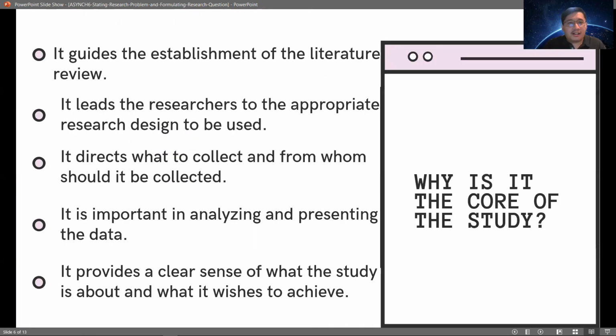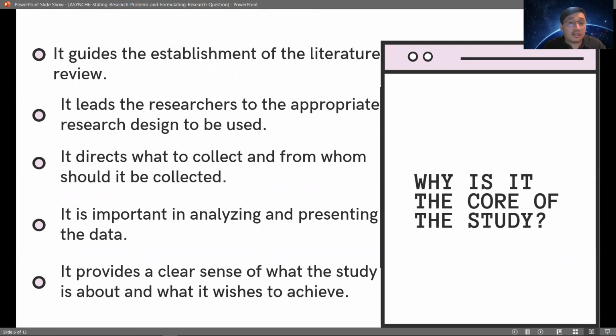Now, why are research questions the core of the study? We have mentioned that it serves as the very core, or it will serve as a guide for the entire study. So let us try to understand it further. First and foremost, the research questions will guide the establishment of the literature review. If you remember what the literature review is, this is the so-called RRL and RRS, the related literature and the related studies.